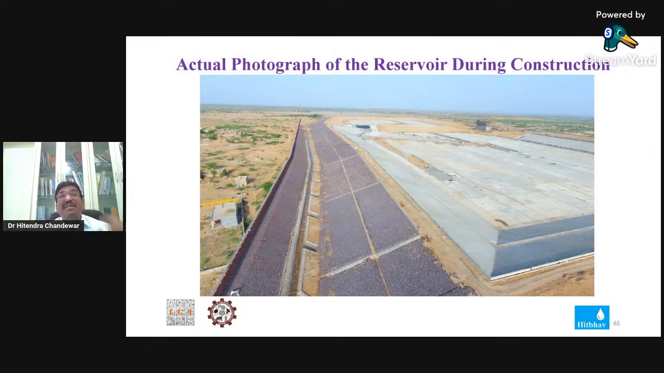And the liner system you will find is white color and gray color. The work of the liner system is going on. And this is the pump house, which you will find within the body of the reservoir.